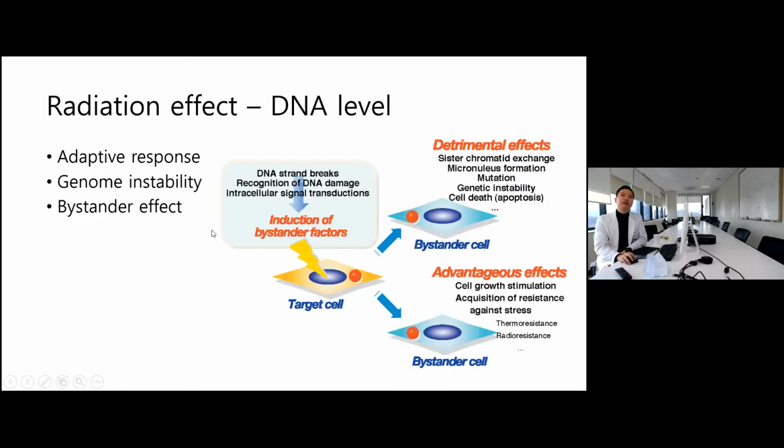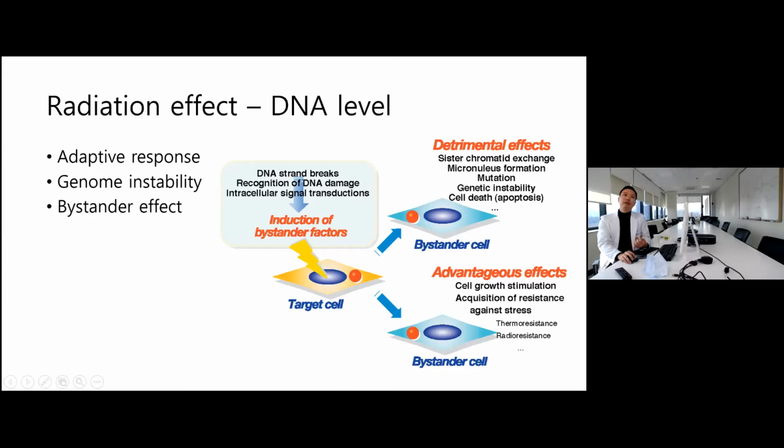And next is the bystander effect. When there is direct damage in the target cells, it can induce some cytokines or inflammatory factors, and in recent research, exosomes can also come out. And it can have an effect on the bystander cells, which are the cells that have not been directly irradiated.